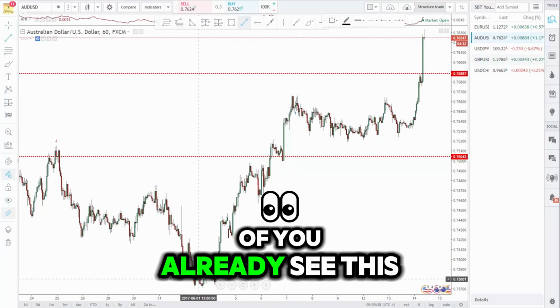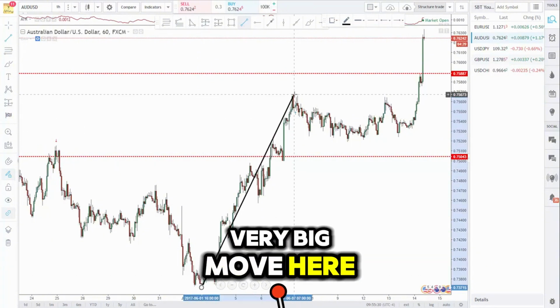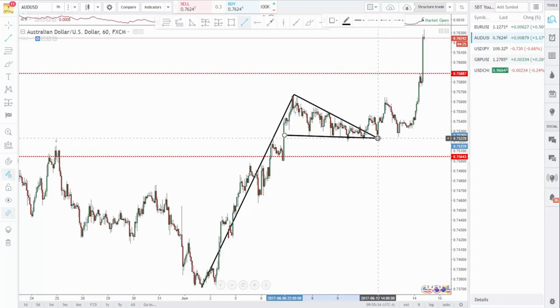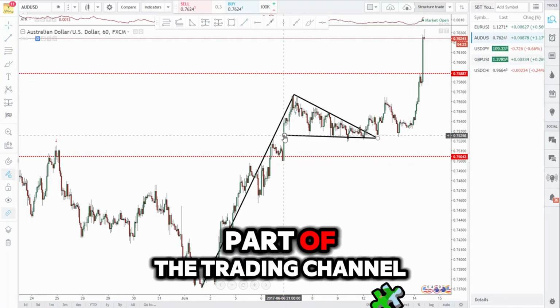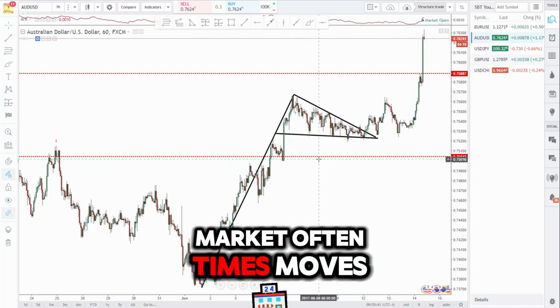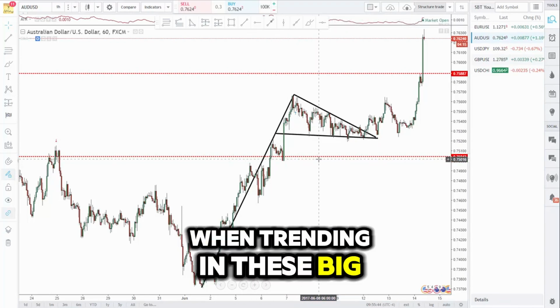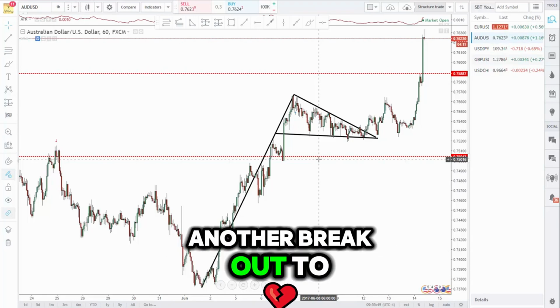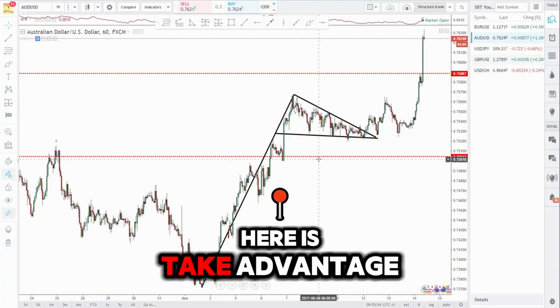I'm sure a lot of you already see this, but we have this very big move here, followed by a period of consolidation. And for those of you who have been a part of the trading channel for a while now, you've heard me say this many, many times, but the market oftentimes moves when trending in these big moves up, followed by periods of consolidation, and then followed by another breakout to the upside. So all we did here is take advantage of that.